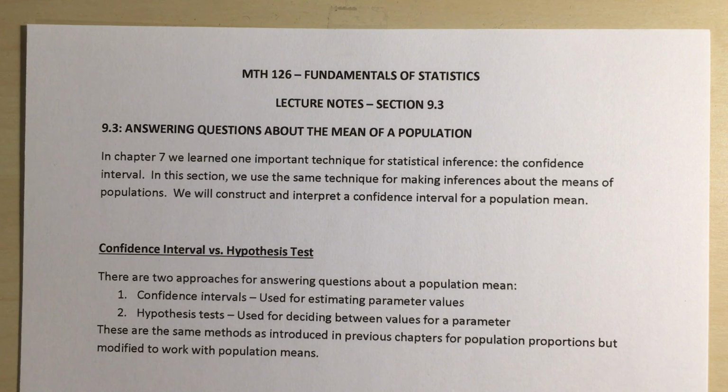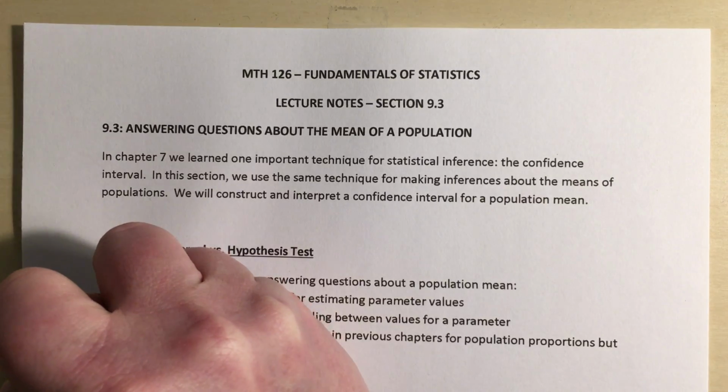So before we get started with that, just kind of a refresher. When we're dealing with confidence intervals that we saw in Chapter 7 and our hypothesis tests that we saw in Chapter 8, just a reminder that they are designed to answer different questions. Right? Our confidence intervals are used for estimating parameter values. Our hypothesis tests are used for deciding between values for a parameter. In this particular section, we are going to focus on our confidence intervals.